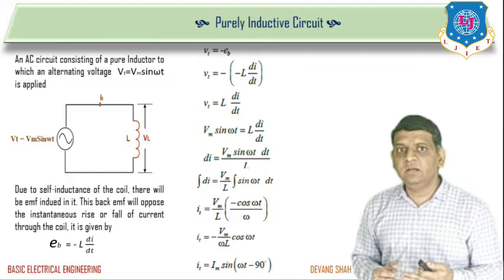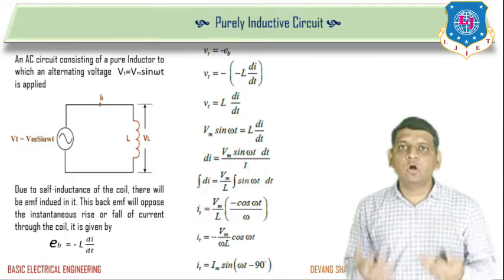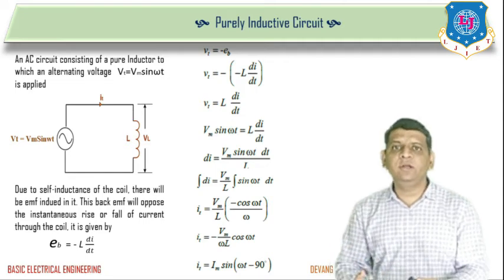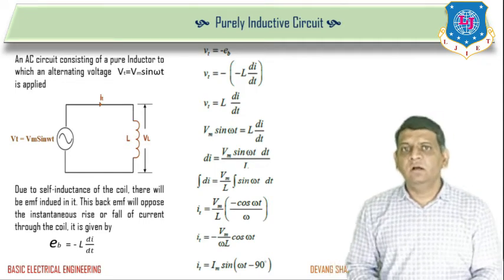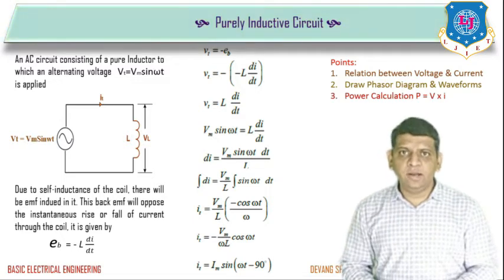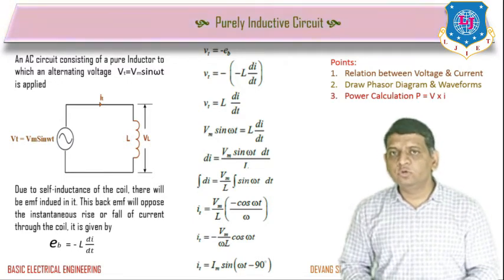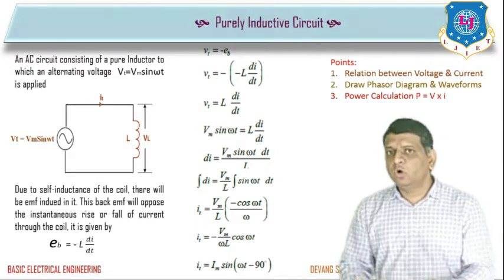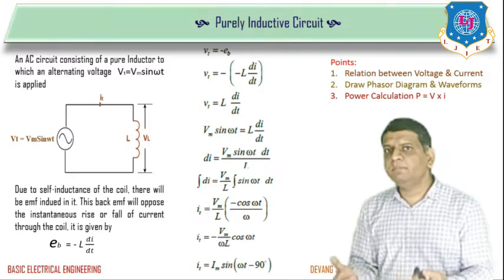You can see here the integration of di, because my job is to find the current. There are 3 points. The first point we define is the relation of voltage and current. Again, here you have to also define the phase difference between voltage and current. Then draw the waveform and phasor diagram, and the power calculation.